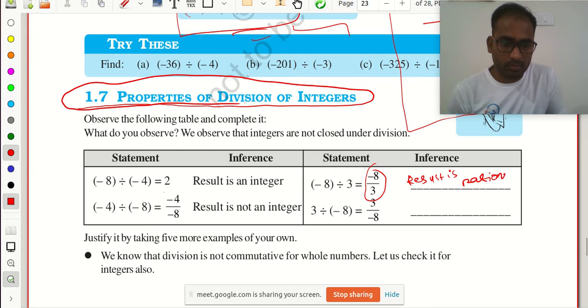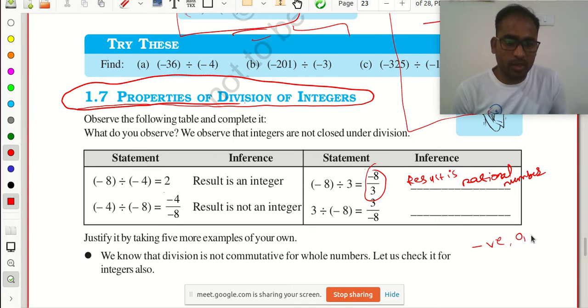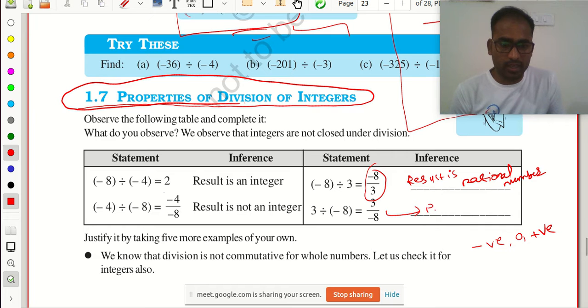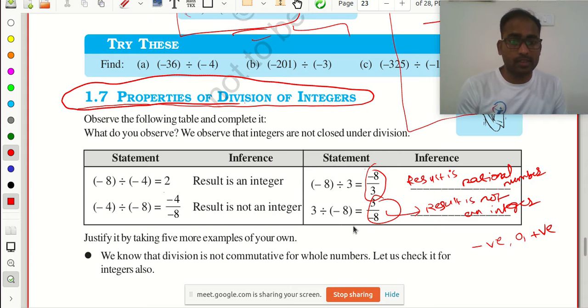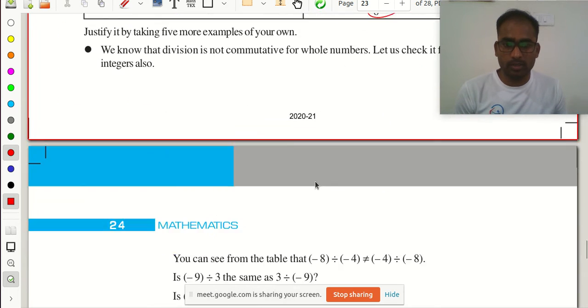Rational number. Or integer, sir? See how it is integers. Integers are negative numbers, 0 and positive numbers. There are no decimal numbers in an integer. Same here, this result is not an integer, because this is a decimal. So in integers we don't have any decimals, and in whole numbers also we don't have any decimals. Clear?